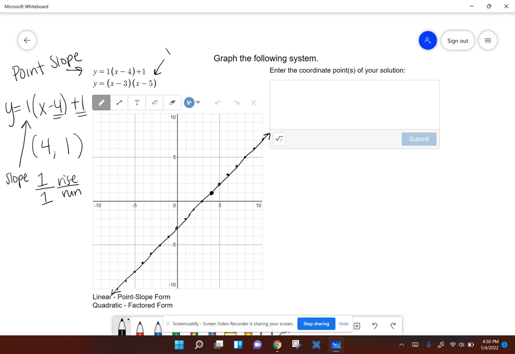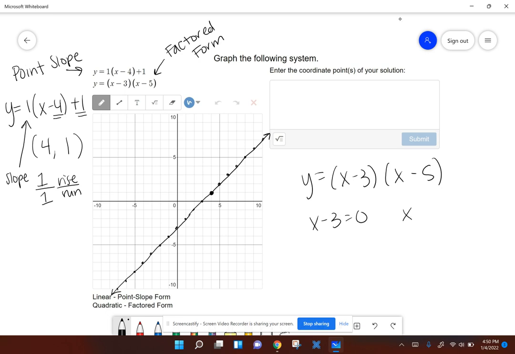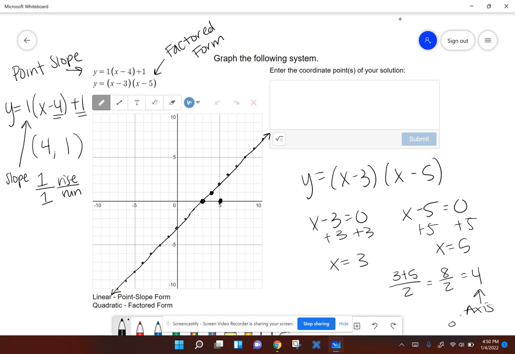This quadratic is in factored form. So if you recall, in factored form, when it looks like this, what we can do is set both of these parentheses equal to 0 to find our x-intercepts. So we get x equals 3, x equals 5. These are my x-intercepts, so I can go ahead and plot these, 3 and 5. And then if you recall, the average of these, so adding them together and dividing by 2, 3 plus 5 is 8, divided by 2 is 4. This tells me my axis of symmetry.